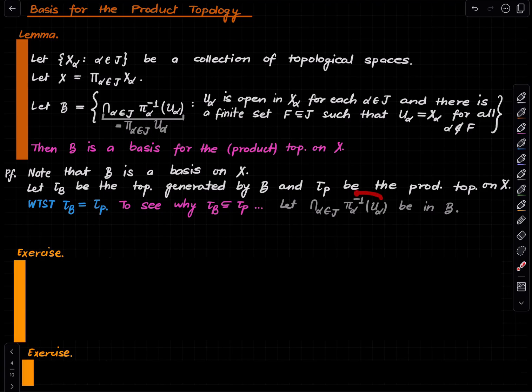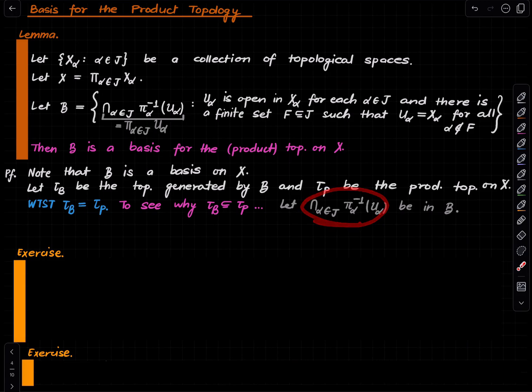And now each of these things is an open set in the set X, right? Why? Because pi alpha is a continuous function. Tau P was defined so that each projection is a continuous function. So each of these is an open subset of the parent space under the product topology. We are intersecting all of them. Now it is not true that an arbitrary intersection of open sets is open. Only finite intersections of open sets are guaranteed to be open.